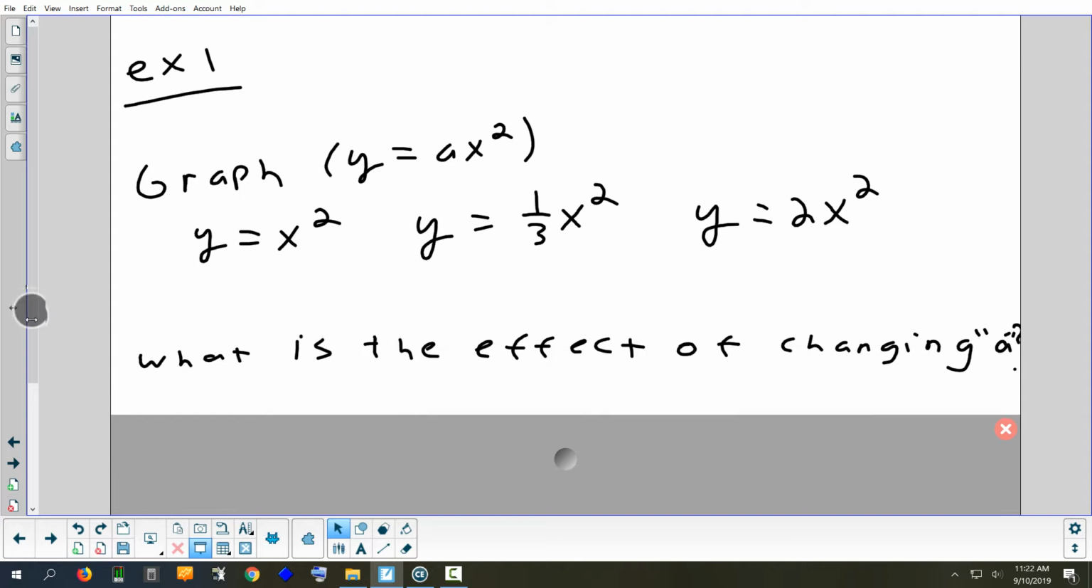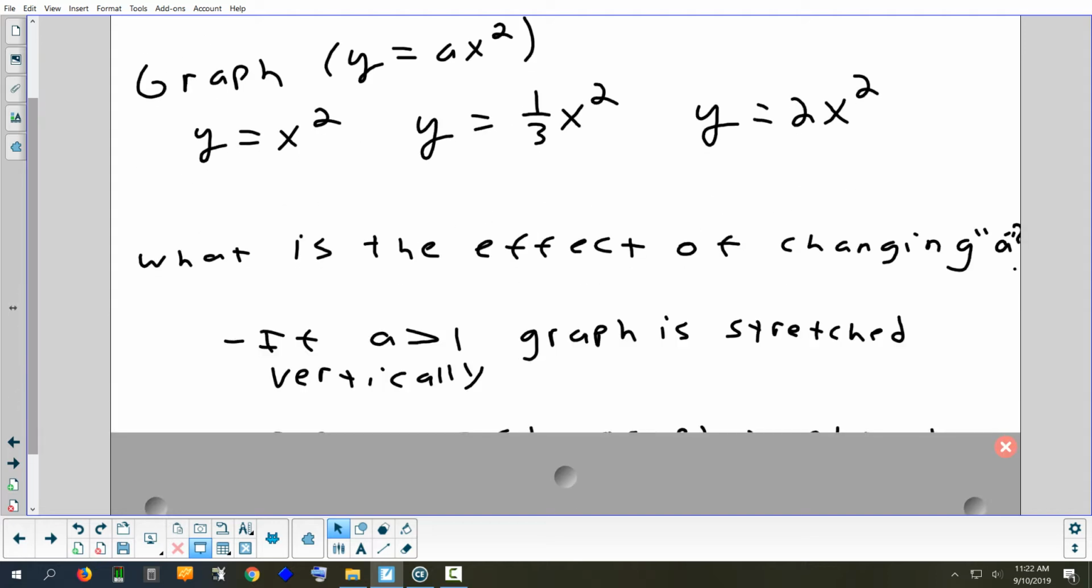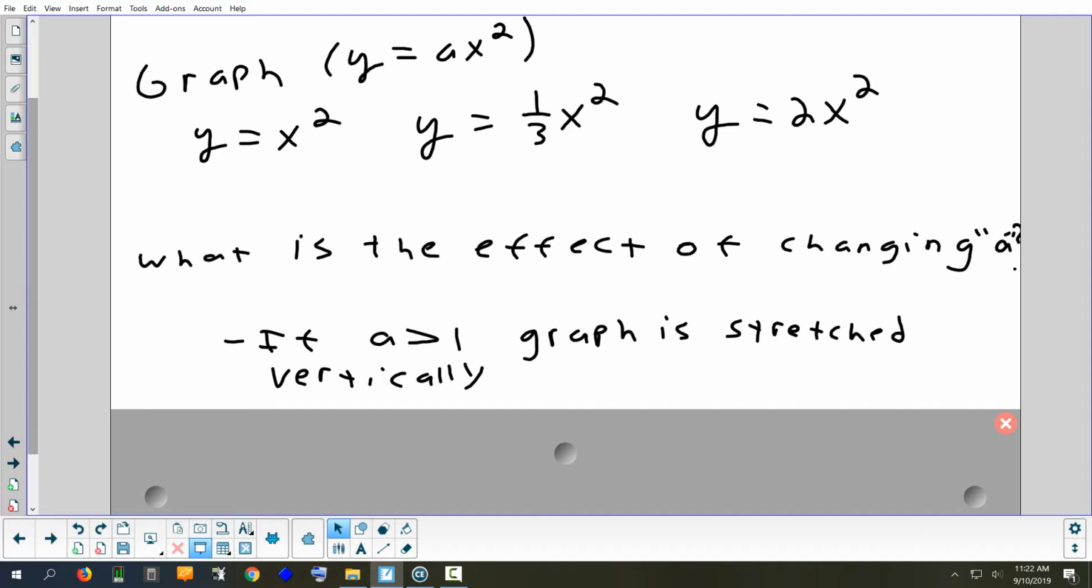So, I just explained to you the effect of changing A. Specifically, if you put in a number that's bigger than 1 in front of x squared, that will cause your graph to stretch. Bigger the number, bigger the stretch. So if you put in like 20x squared, it's going to look very, very skinny.